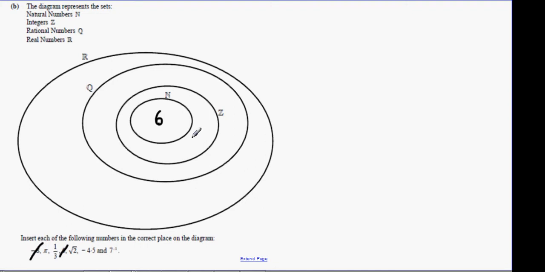Minus 8 is not a natural number, but it's an integer. Integers are whole numbers that are either positive or negative, like minus 4, like plus 4, like 5, minus 100. All of these are integers.